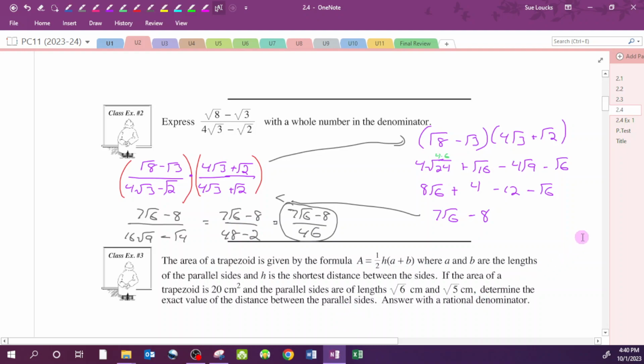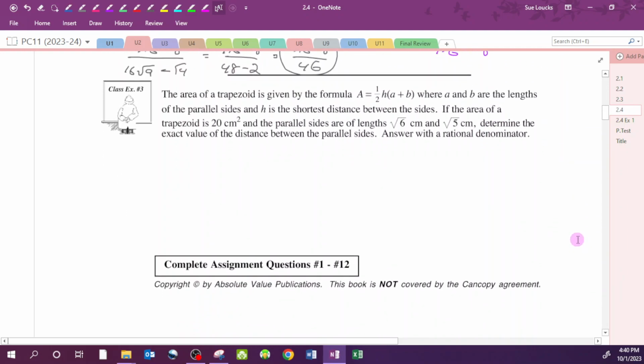One more example. The area of a trapezoid is given by the formula. So a trapezoid is a shape that has 2 parallel sides, and the other 2 sides, like the up and downs, are not necessarily equal. And it's given by the formula 1/2 h times a plus b, where a and b are the lengths of the parallel sides. So this is a and this is b, and h is just the distance between them, the height.